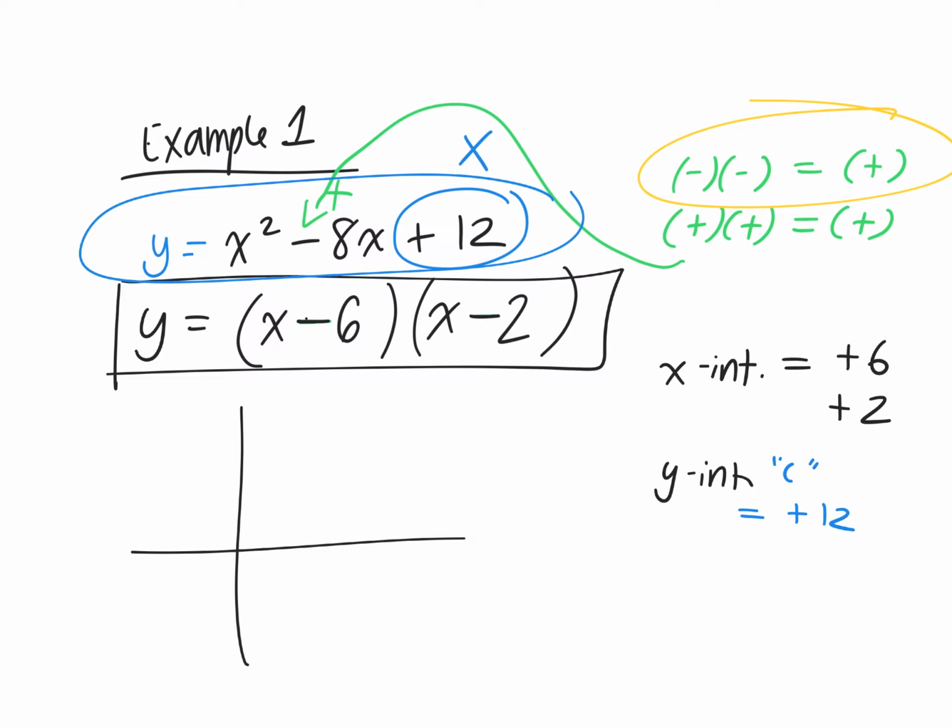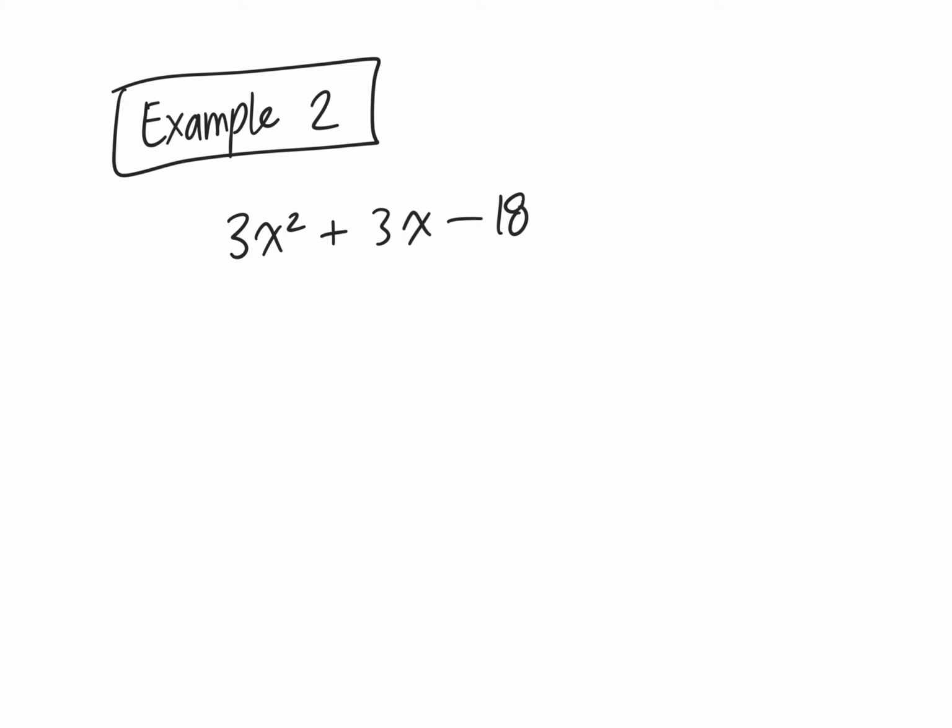Okay, so if I were to sketch this, I would do this. It intercepts at positive 12. It intercepts at positive 2. And it intercepts at positive 6. This is my parabola. That's all you're doing. That's your sketch.